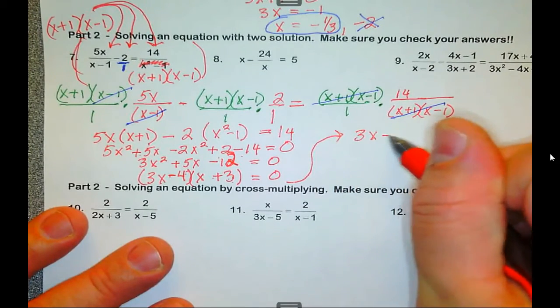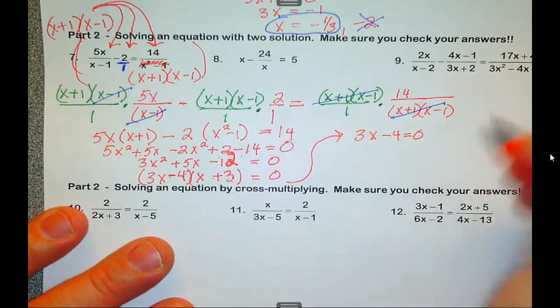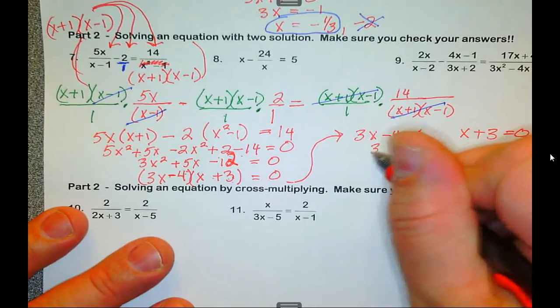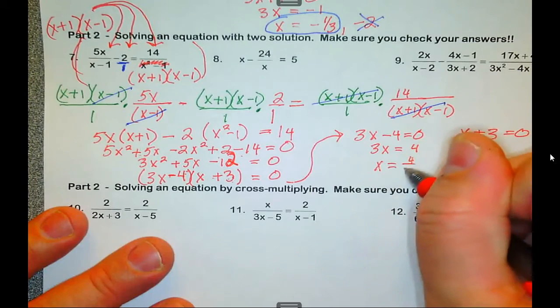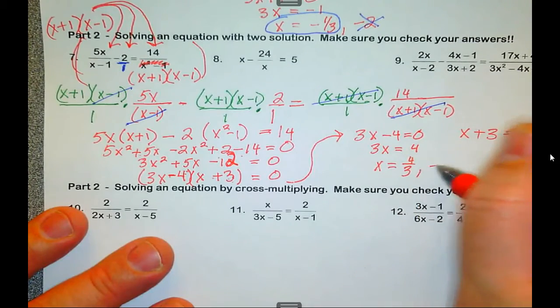So 3x minus 4 equals 0, and x plus 3 equals 0. 3x equals 4, so x equals 4/3, or x equals negative 3.